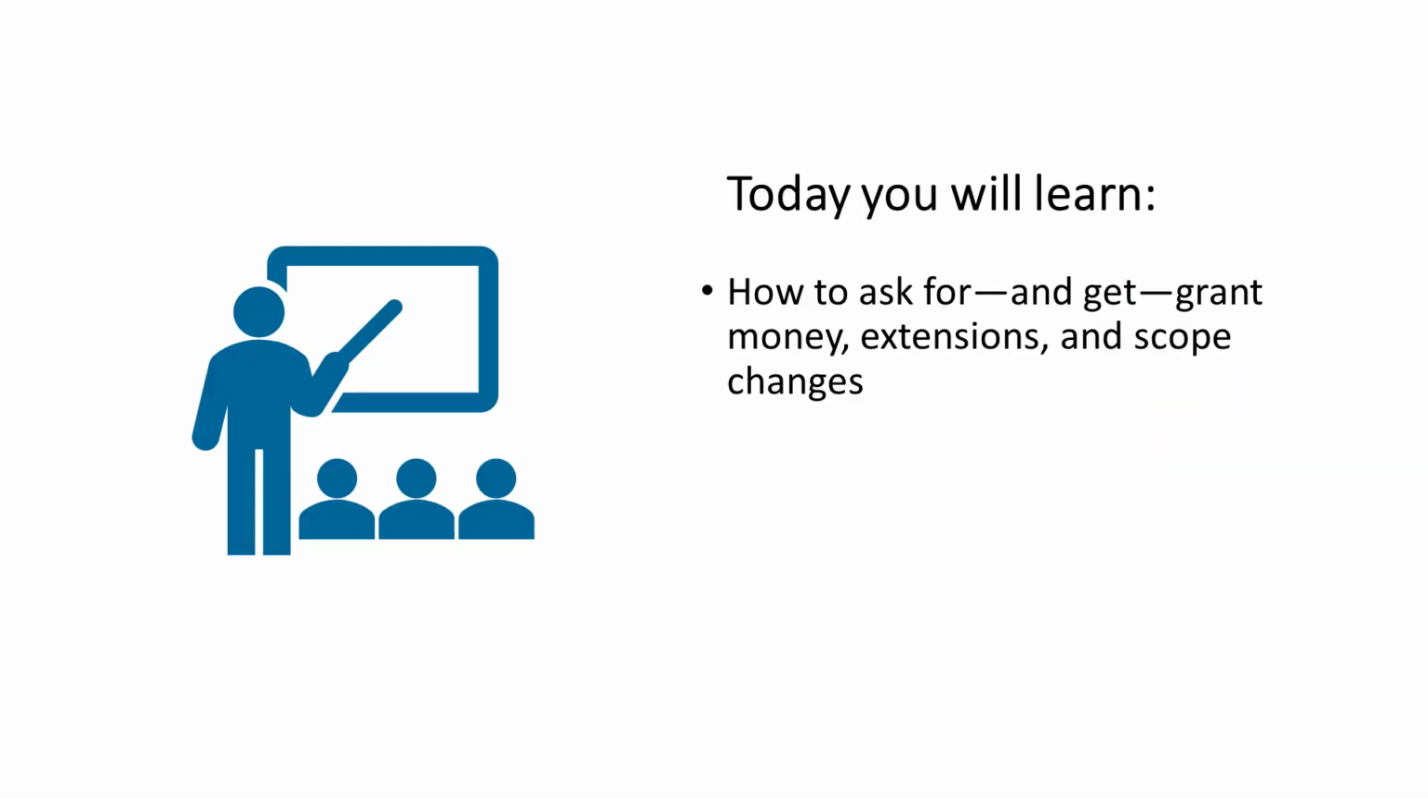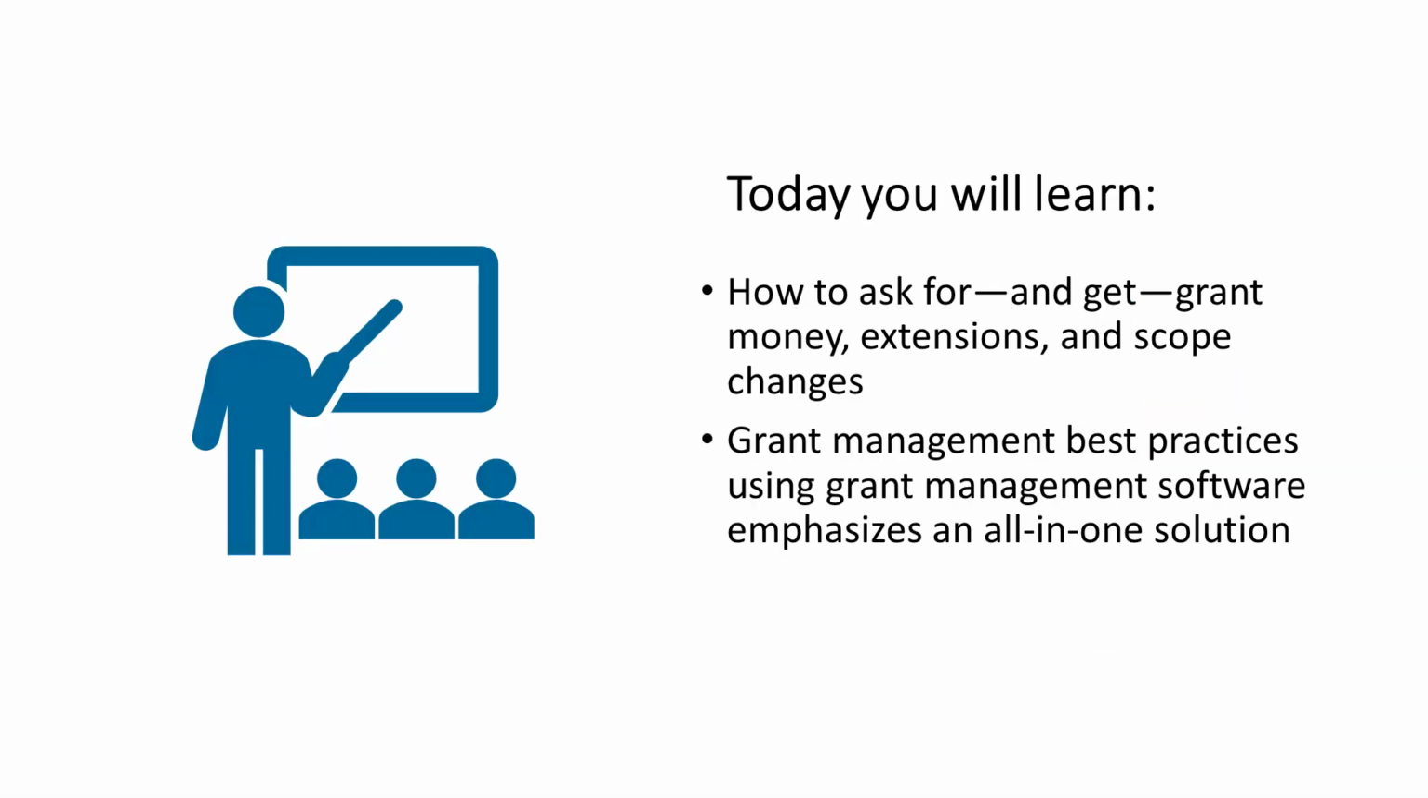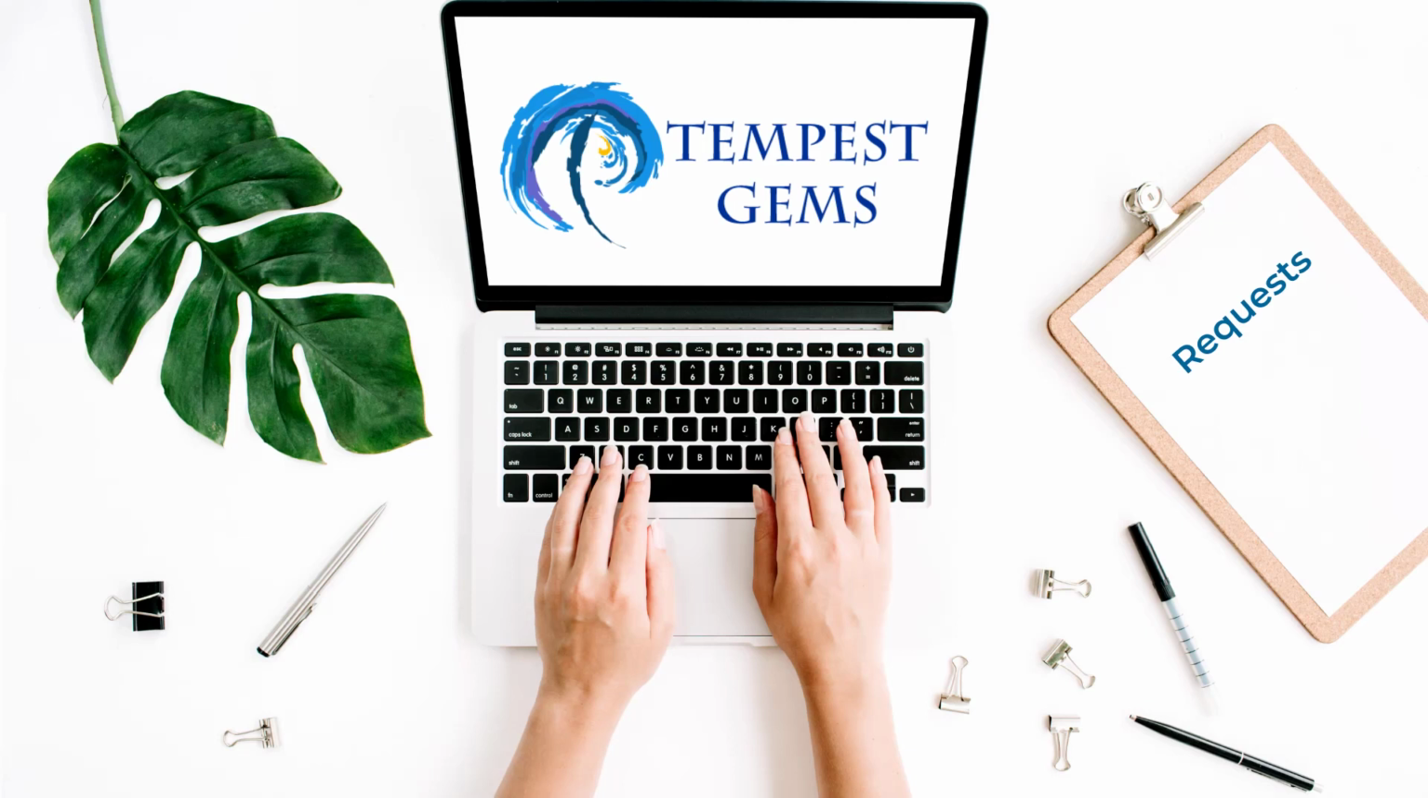How to ask for and get grant money, extensions, and scope changes. Grant management best practices using grant management software emphasizes an all-in-one solution. With Tempest Gems, this process is called a request. You make a request of your state to get funds, to get an extension, or for a change in scope or budget. This is how you get reimbursed by a grant.